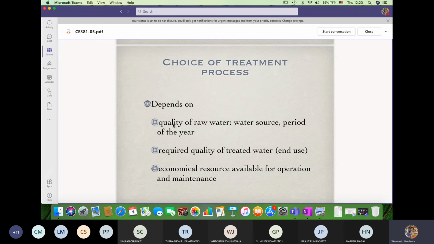Quality of raw water, required quality of treated water. So if we are saying we want to produce that water just for daily consumption, it is okay. As water supply, you can actually consume it. But if you want to do more, the water quality must meet some drinking water standard. So we have to go to another level.